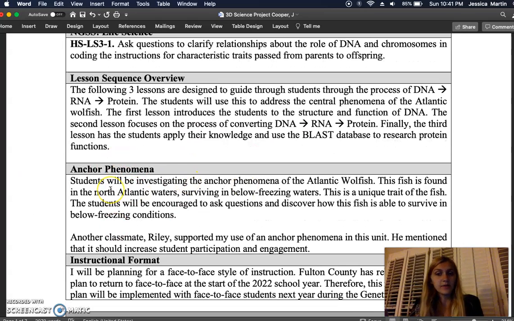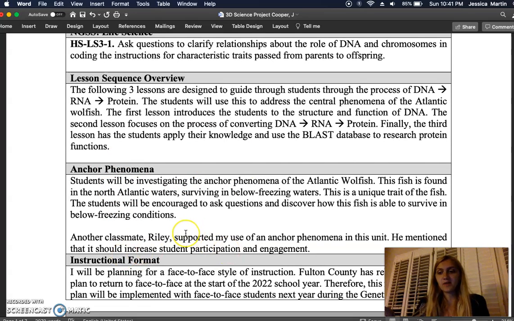As I mentioned, I am going to be using an anchor phenomenon. I was inspired with the support of you guys, my other classmates, about using an anchor phenomenon. And so I'm focusing on the Atlantic wolffish, which is a fish found in the North Atlantic waters that's capable of surviving in sub-zero conditions, so in below freezing waters, which of course is a unique trait. The students are going to be encouraged to ask questions to try to figure out, how can this be? How can the fish survive in some place that's so cold, where maybe a human cannot? And then by the end of lesson 3, we should be able to answer that.